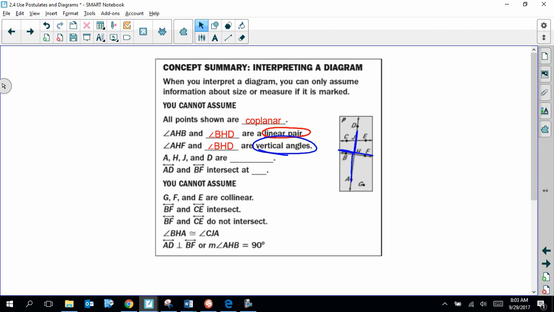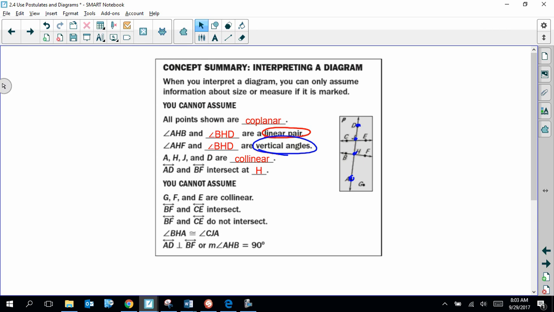Now AHJ and D, because those points are all on the same line, I'm going to say that those are collinear. And the two lines, AD and BF, those are going to intersect at point H. Now, things that you can't assume: G, F, and E, those 3 points, you cannot assume that they're collinear. They look kind of like they're straight, but we can't assume that they are because there's not a straight line connecting them.